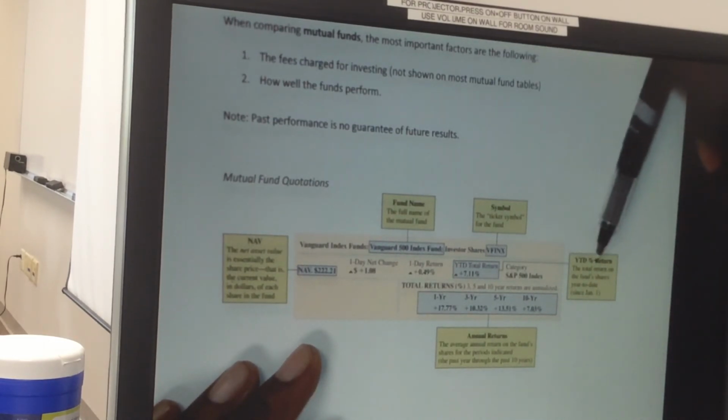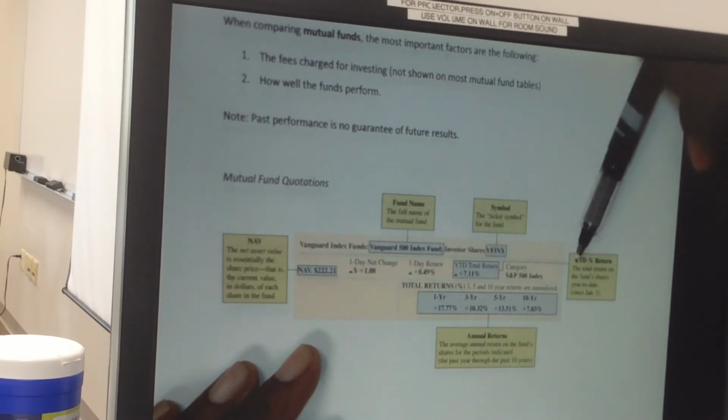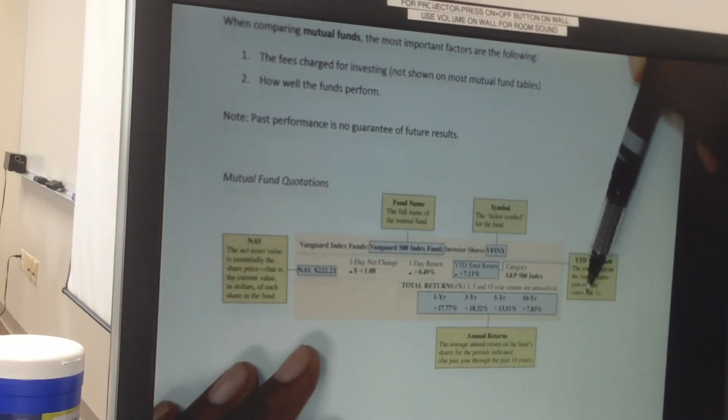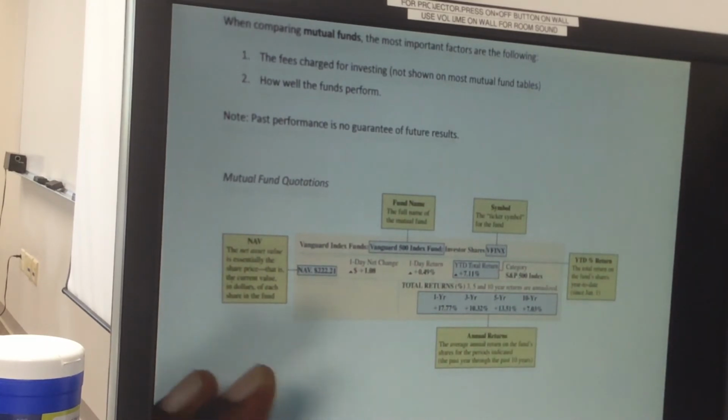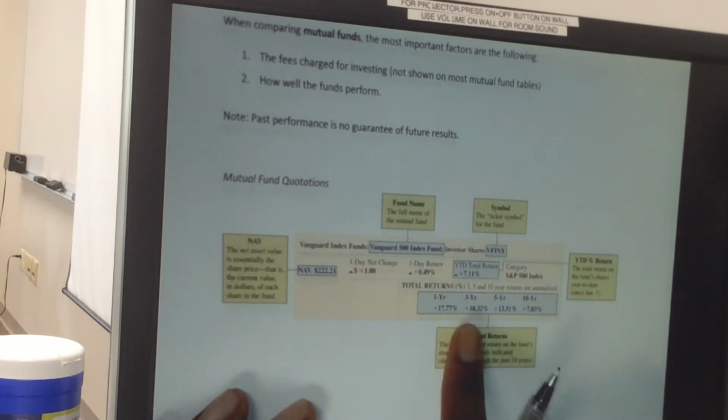Your YTD return in percent. That's the total return on the fund's shares year to date since January 1. And this right here represents the annual returns. That's the average annual return on the fund's shares for the periods indicated, which is going to be the past year up to the past 10 years. So here they have the 1 year, 3 year, 5 year, and 10 year.